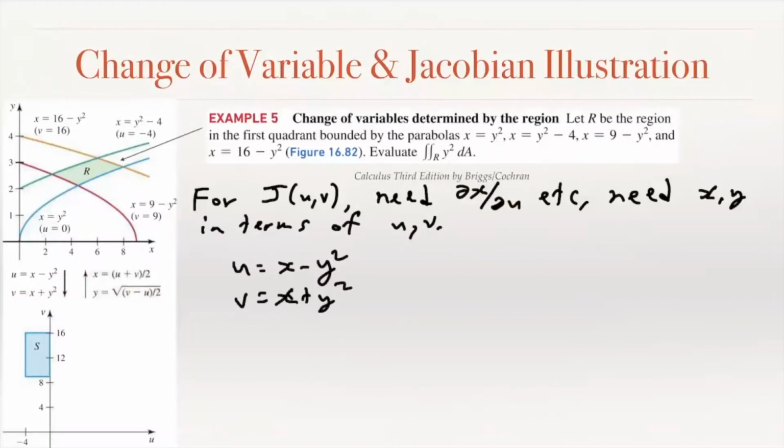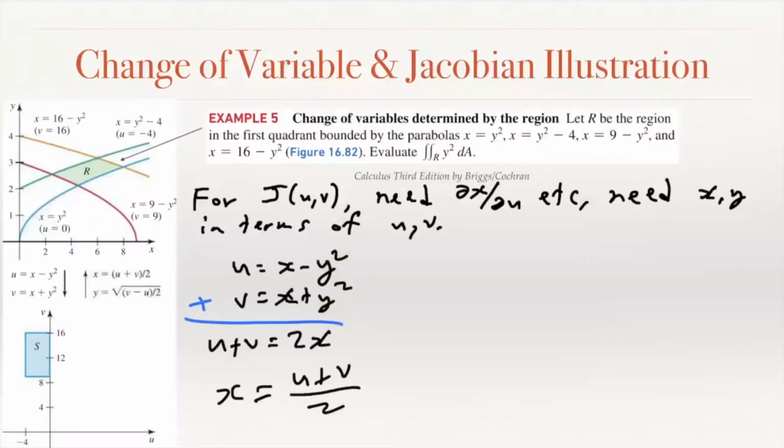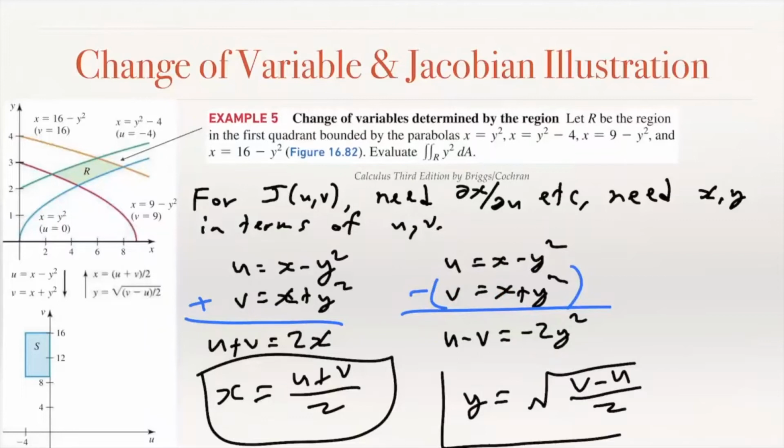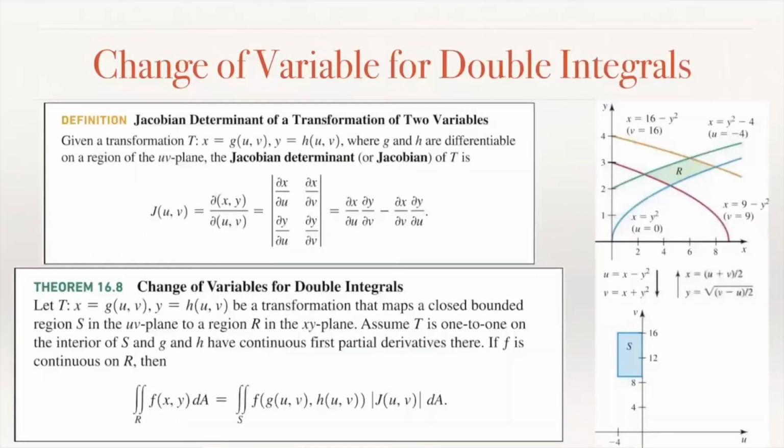A nice way to derive that might be just elimination. Adding these two together, we eliminate y, and we have that u plus v is 2x. So x is (u+v)/2. And similarly, if we subtract these two, we eliminate x, and then u minus v is −2y². So then y is the square root of (v−u)/2. Okay, so these are the expressions of which we take the partial derivatives in computing the Jacobian.